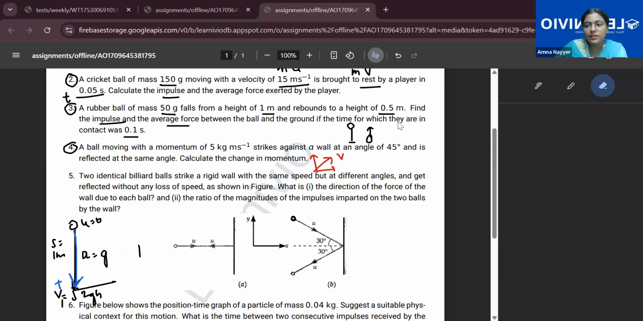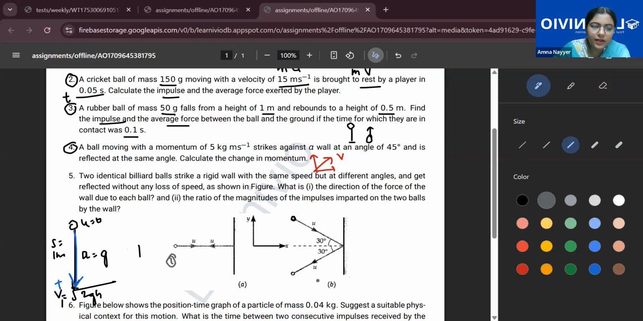Okay, so this says two balls are striking a rigid wall with the same speed but at different angles. This is one ball, this is the second ball. So here you have to take two cases. Look, this says when you have two cases, here no angle is formed. This is the first ball, two identical balls are striking a mirror.